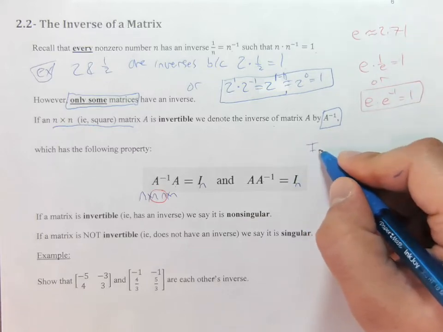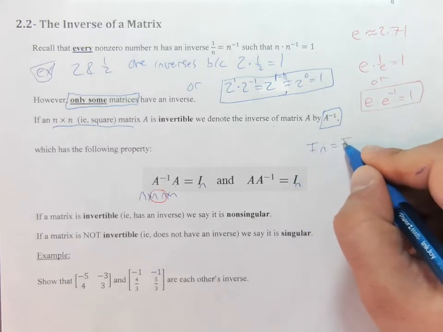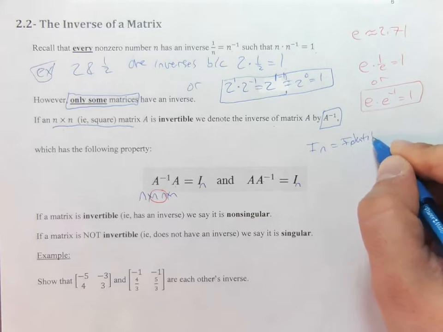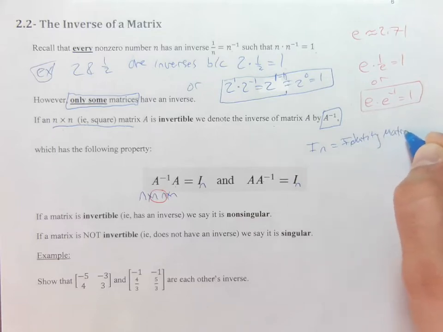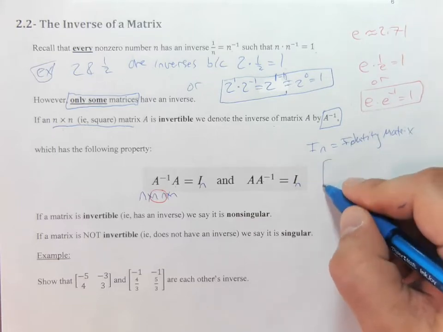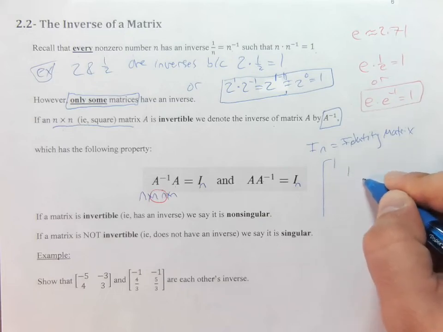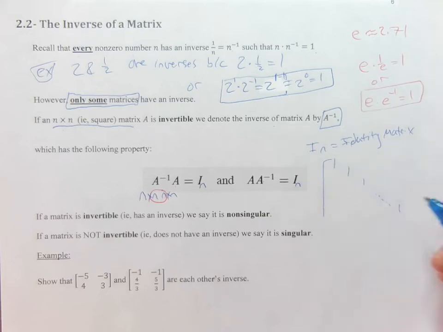As a quick reminder, I_n equals the n by n identity matrix, which means it has 1s on the diagonal, so 1s going down the diagonal of the matrix, however big it is, and then 0s everywhere else. So that's what the identity matrix looks like.